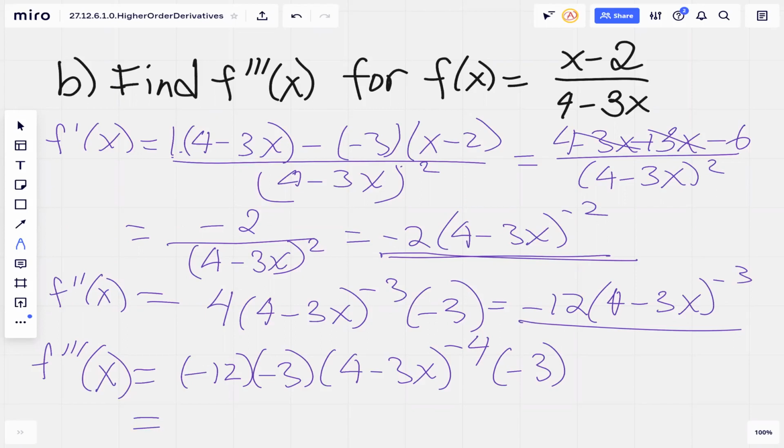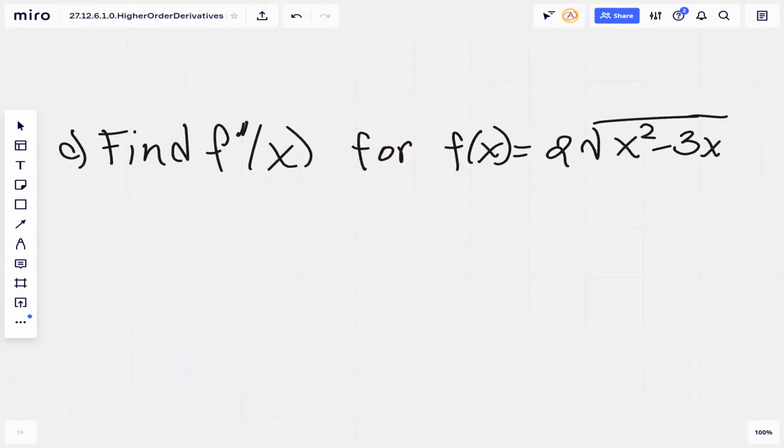Now, the third derivative is just the derivative of this, negative 12 times 4 minus 3x raised to the power negative 3. So we have negative 12 times negative 3 times 4 minus 3x raised to the negative 4 times negative 3. Let's simplify all this. We got 3 negatives. That's a negative. We got 12 times 3 times 3. So that's 12 times 9. That's 108, I believe. Times 4 minus 3x, all raised to the power negative 4. That wasn't actually so bad. That's good. Okay, so let's see what we have next.